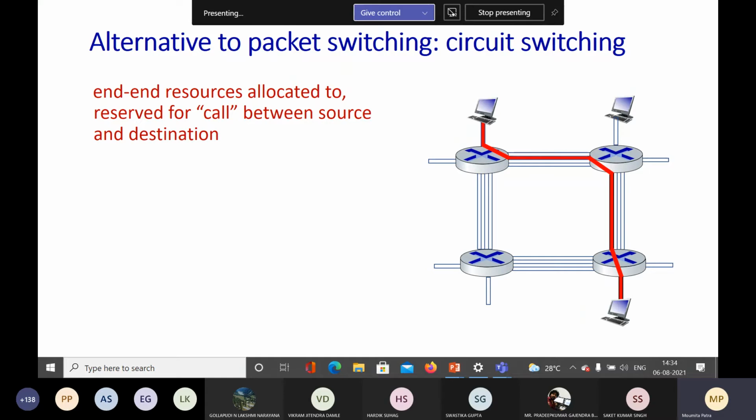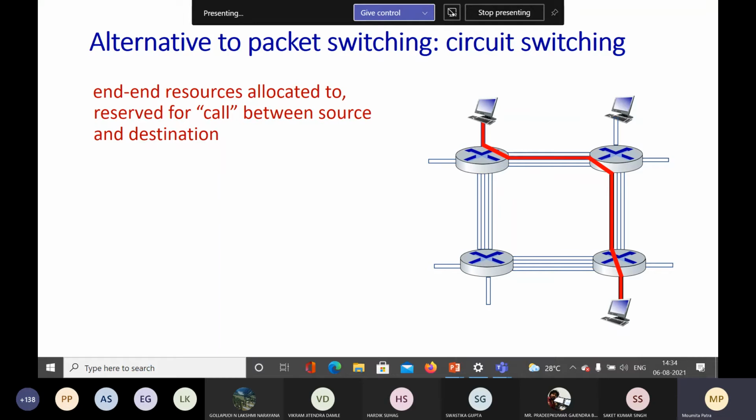If there is a source and a destination which have been connected with a red mark, then before the transmission happens from the source to the destination, you just reserve the path between the source and the destination. So the entire resource is reserved for the entire duration of the transmission.